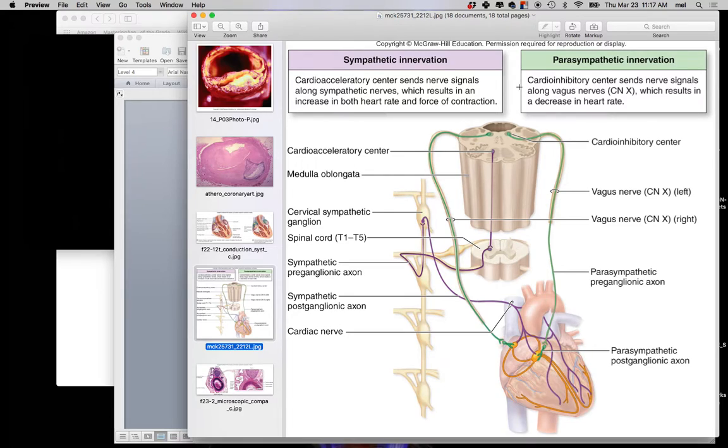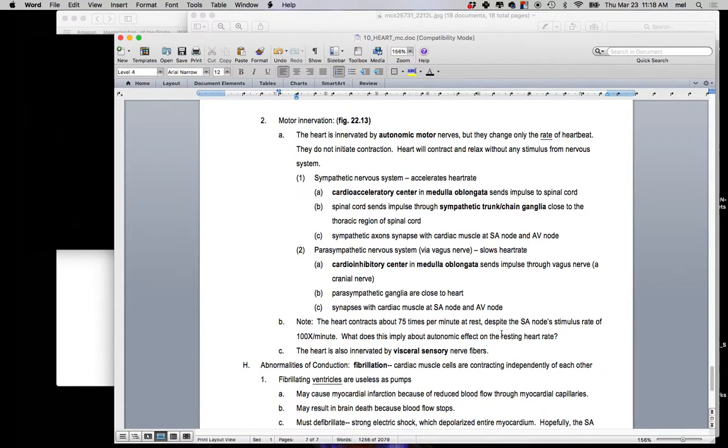This figure is not really that bad though, is it? Right? It's relatively simplistic after you look at it for a second. Does that make sense? So that's how the sympathetic and parasympathetic nervous system innervates the heart.